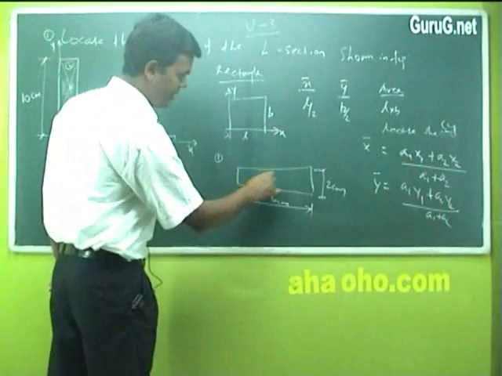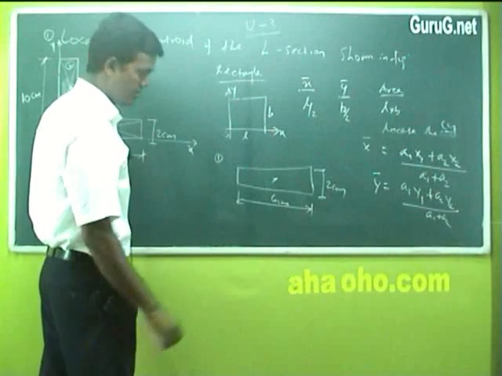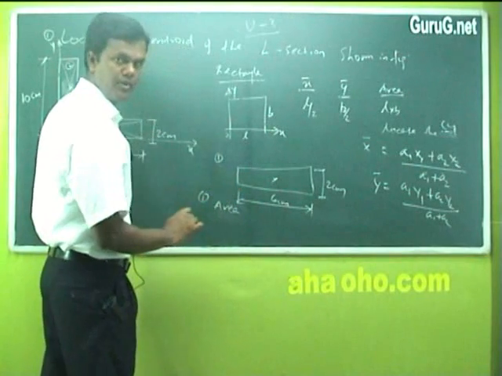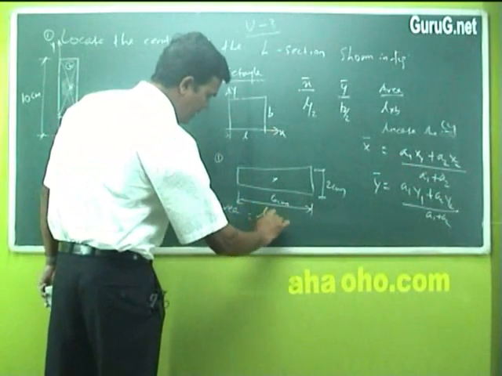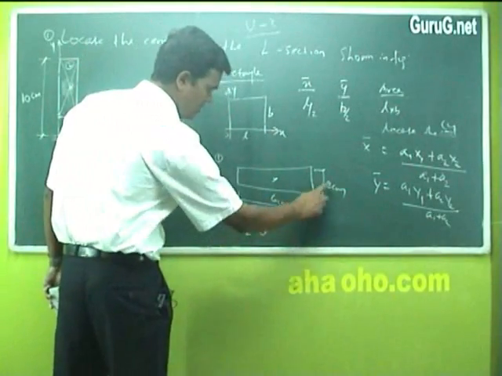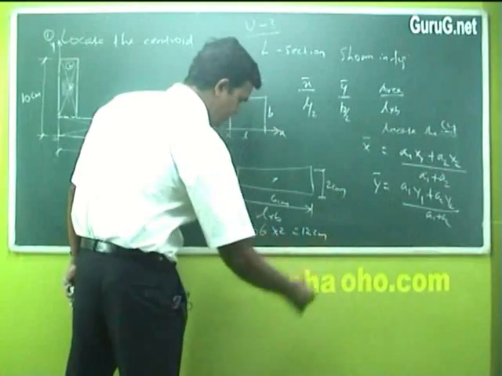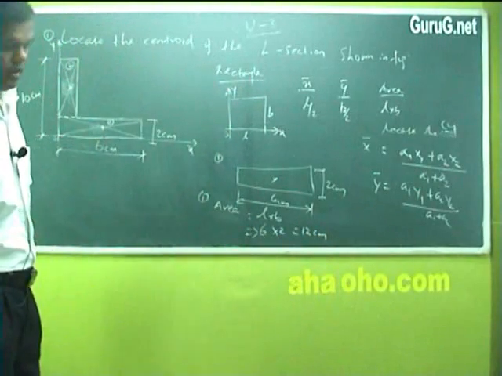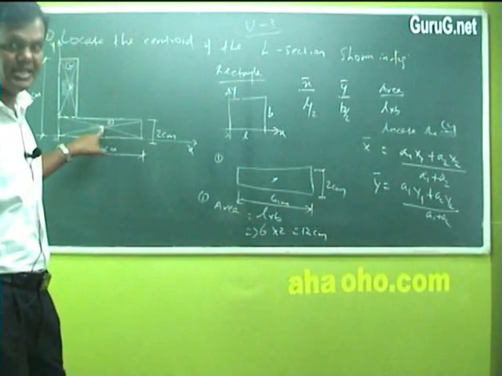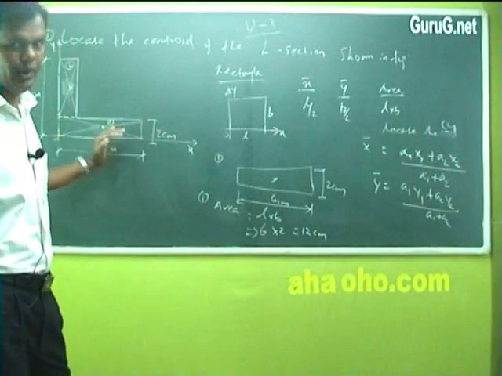Now for this I have to find out the center point. The center point is L by 2, is it not? The first step is the area. Area is L into B. What is the length given? 6 centimeter. Breadth is given as 2 centimeter. So it becomes 12 square centimeter, which is my area for sketch number 1. For sketch number 1, I have to find out the individual center of gravity point, that is the X bar value and Y bar value.